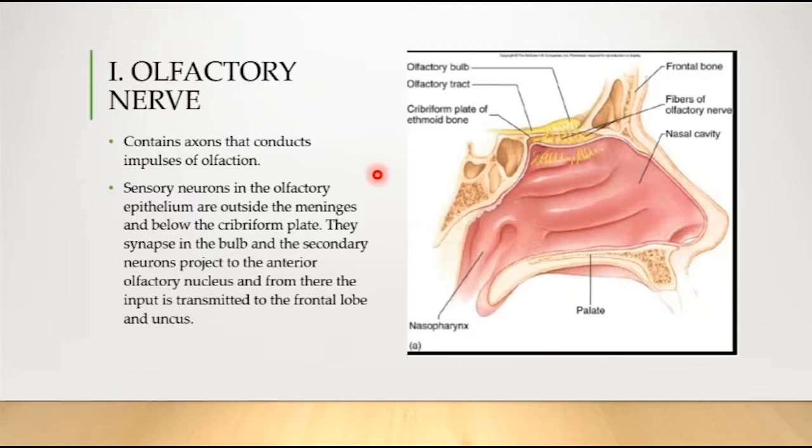Is there any other importance? Probably at a higher level. Yeah, that's true. You can get smell aura, olfactory aura.